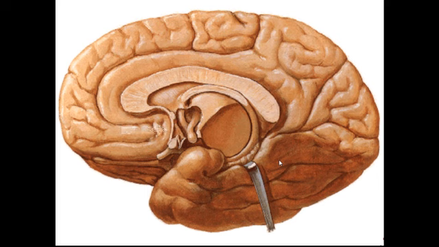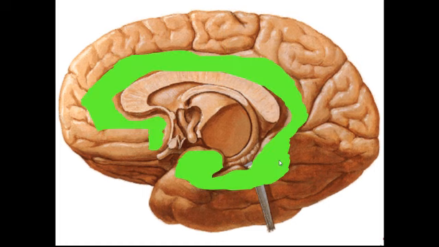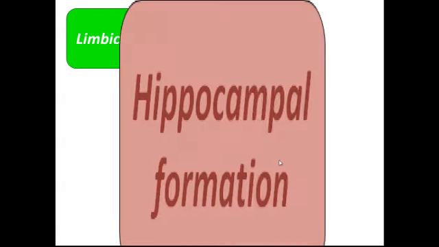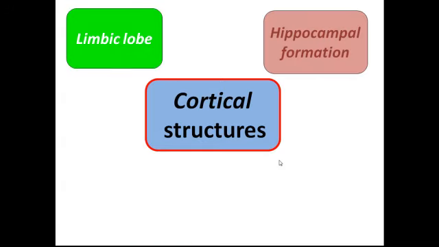Now you say, this is this. What about this narrow gyrus? And this gyrus, and this part. All these parts together are in the form of a C, separating cerebral cortex from diencephalon. This is the limbic lobe. The second part, which helps to form the cortical structures, is the hippocampal formation.